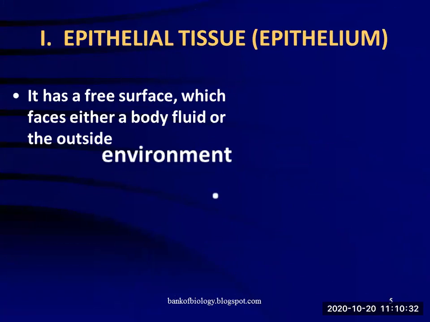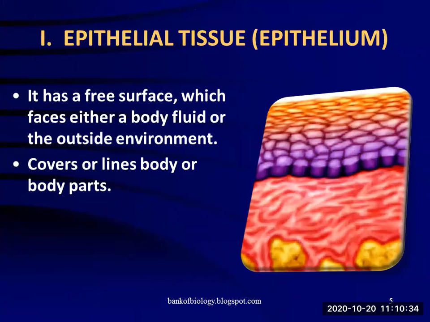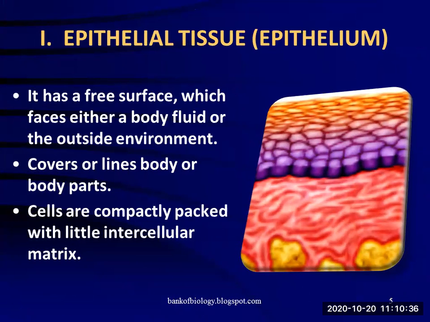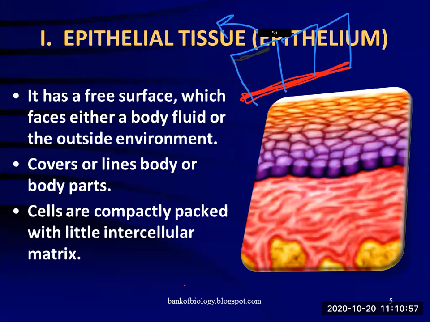Epithelial tissue. It has a free surface which faces either body fluid or the outside environment. On one side the epithelial tissue lies on the basement membrane, and on the other side it is free. That free surface may face body fluids when present as the inner lining, or the outside environment, as in the skin. It covers or lines the body or body parts.